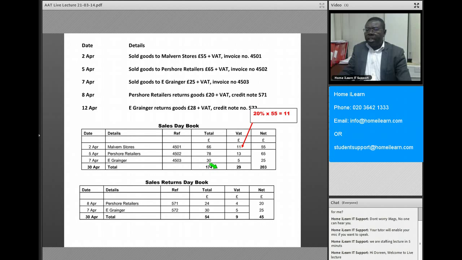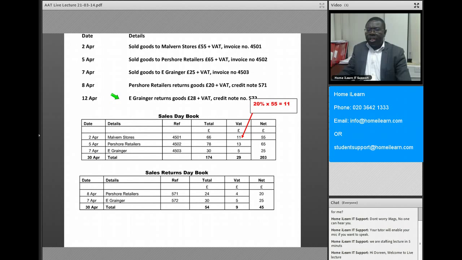Let's look at the sales return day book. In the last two transactions, we can see on the 8th of April, Pershaw retailers returned goods of £20 plus VAT to us. And that will be recorded in the sales returns day book here. We can see Pershaw, and the net amount is £20. VAT on that will be 4. The total that we basically owe the customer, we need to refund, is £24.